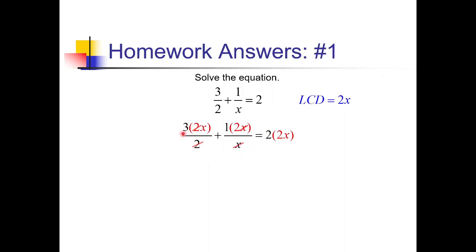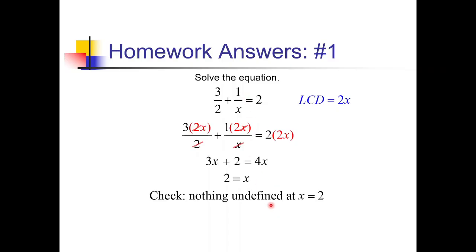So we've got 3x for that first term now, plus 1 times 2 is 2, equals 4x. And then if I just subtract 3x over to the other side, we see that x just equals 2. But now we have to double check. If I plug 2 in for x in the original, do I get 0 in any of my denominators? I do not. So that means that 2 is a good answer.